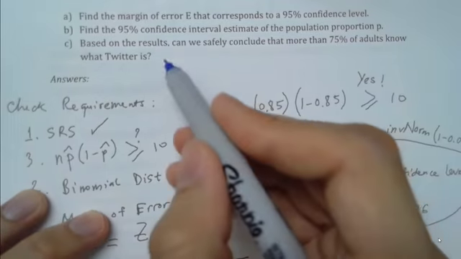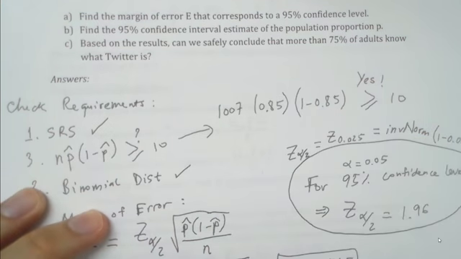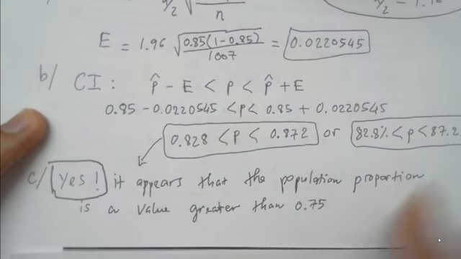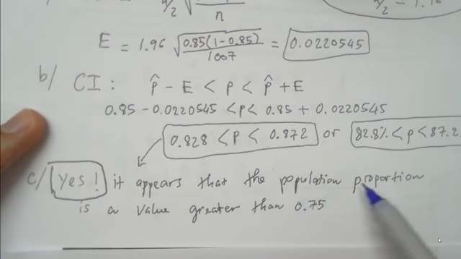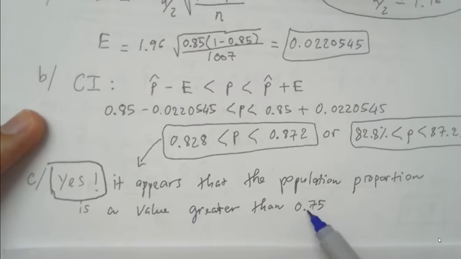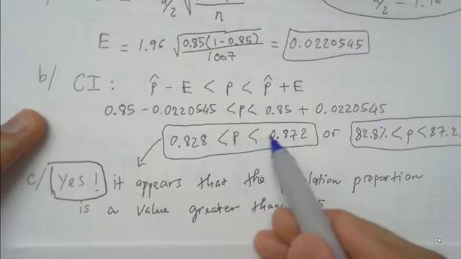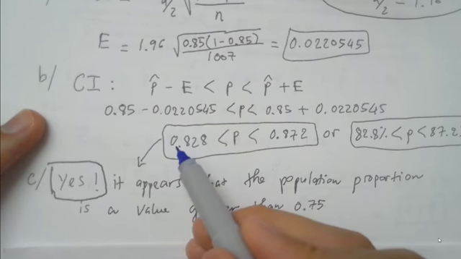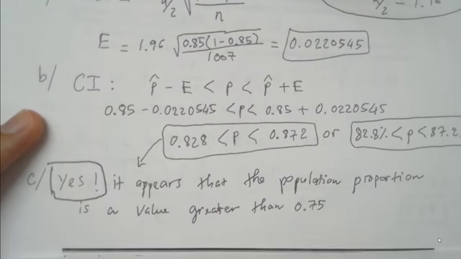And then part C, they ask you, based on the results, can we safely conclude that more than 75% of adults know what Twitter is? So the answer is yes. It appears that the population proportion is a value bigger than 0.75. In fact, it should be between 0.82 and 0.87.